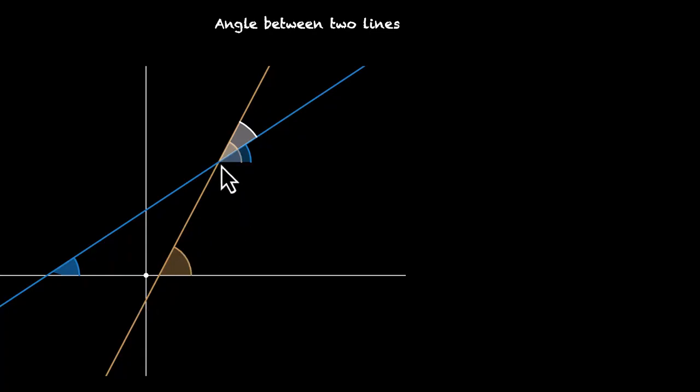Now let's talk about the point of intersection. This white angle is the angle between these two lines. Is this angle related to these two blue and yellow angles? Think about it. Well, yes, it is. If you look at it closely, this angle is the difference between these two angles. This is your yellow angle minus this is your blue angle. So yellow minus blue will give you white.